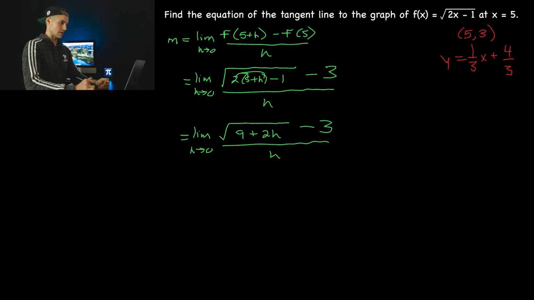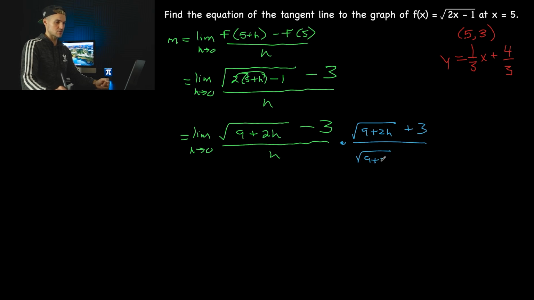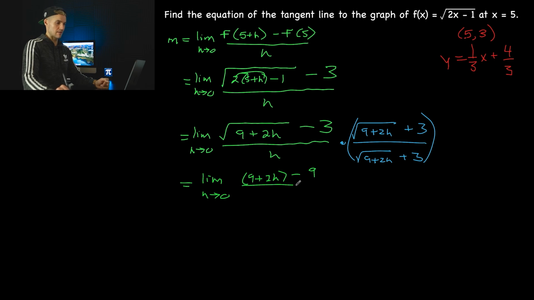And then from here, what I am going to do is multiply this by root 9 plus 2h plus 3 over root 9 plus 2h plus 3, like that, right? We have to rationalize over here. And so what's going to happen is we just multiply the ends by each other, right? So the limit as h approaches 0, this root times this root, that's just 9 plus 2h minus 3 times 3, which is 9. And that is all over h times root 9 plus 2h plus 3.